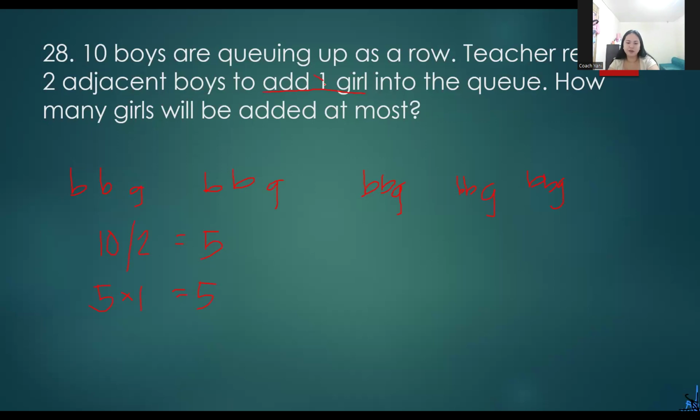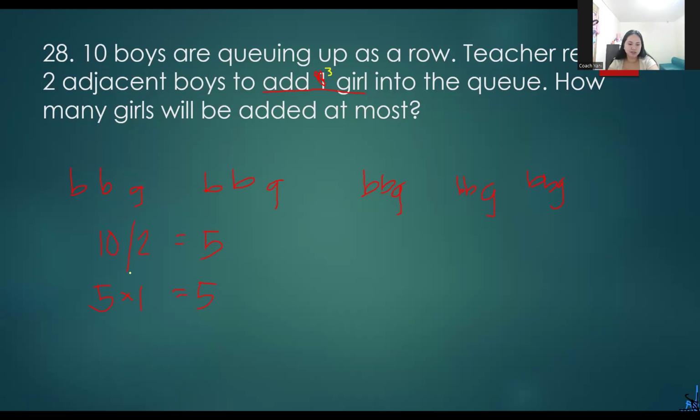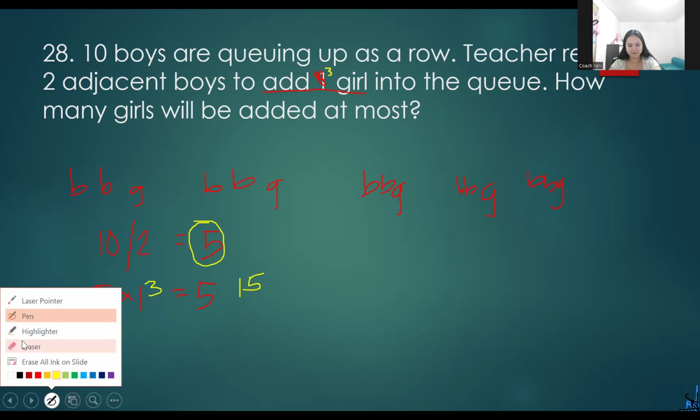So what if you need to add 3 girls? For example, what if you need to add 3? 15. Yeah. So if you need to add 3 girls here, you just need to multiply this by 3. And it would be 15. Did you get this? The correct answer is 5. This is just an example.